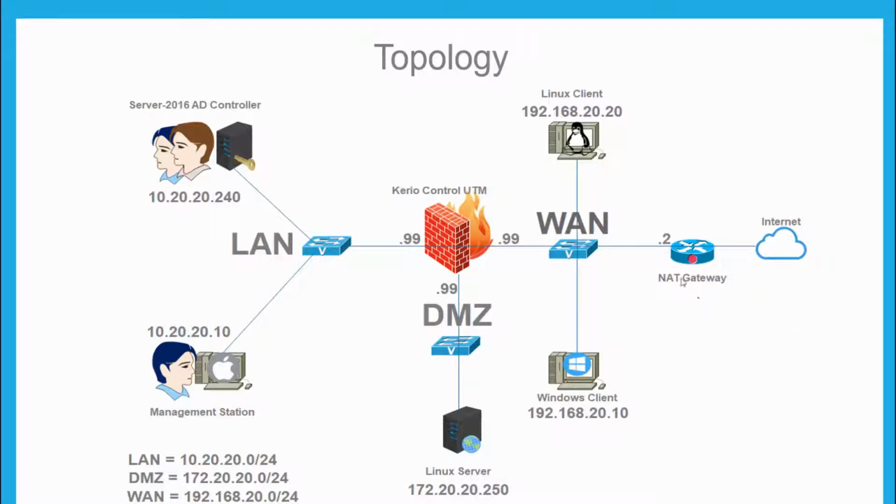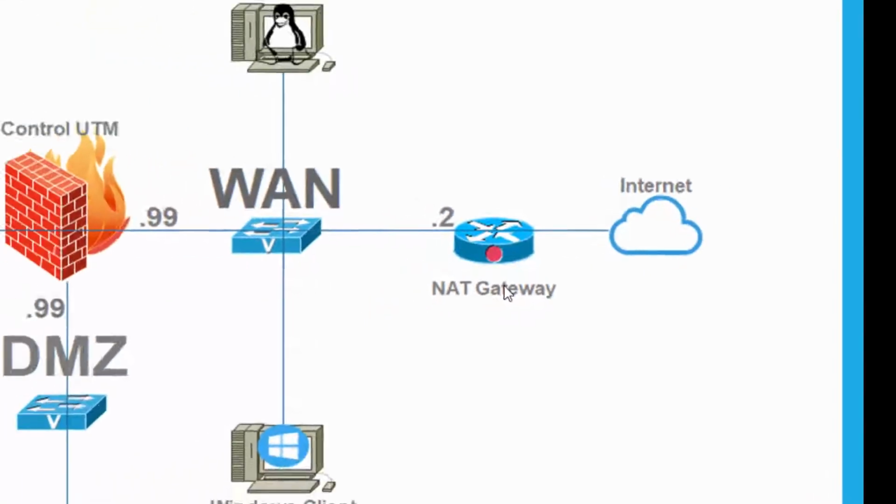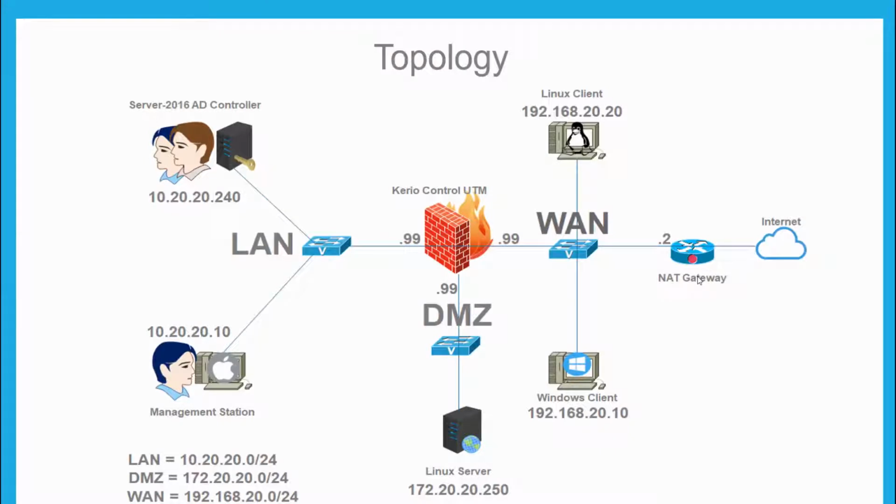Moving on, you can see that I've got a NAT gateway here. The NAT gateway will not be configured by us. It will be auto-configured by your hypervisor. In our case, we'll be using VMware. So VMware will automatically configure the NAT gateway on an IP of .2. The NAT gateway will actually help us to break out to the internet. So all the traffic that originates from the LAN, DMZ, and even the WAN, in this case, needs to go through the NAT gateway in order to break out to the internet.